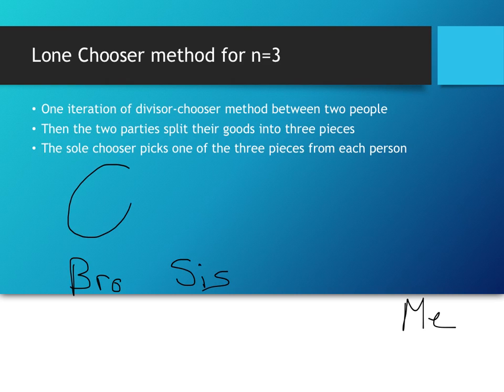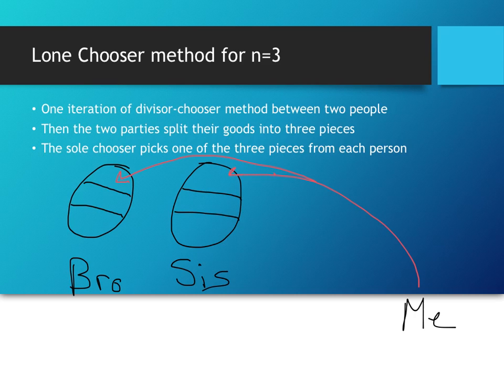And now there's 2 piles. Okay? And so there are two piles between them. And then what they do is they split things into what they see as thirds. And then what I get to do is sit back here and say, well, that's the best third for me from my sister's pile. And that's the best third for me from my brother's pile. And this method also guarantees that everybody will get at least 1/3 of the goods.